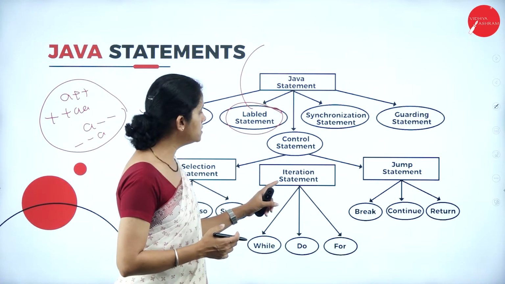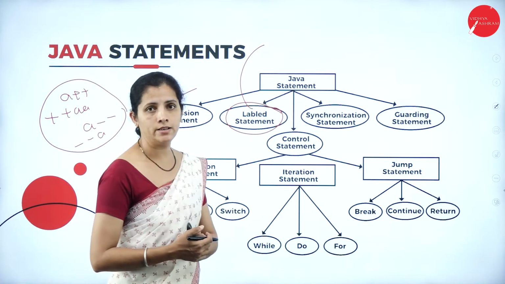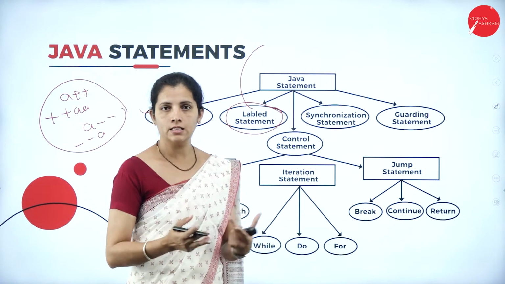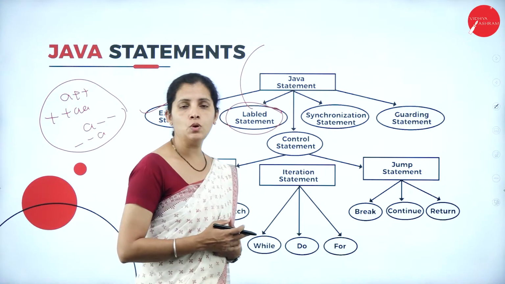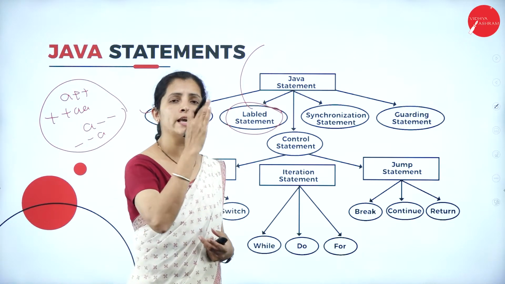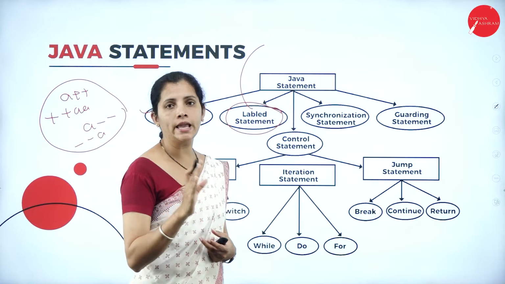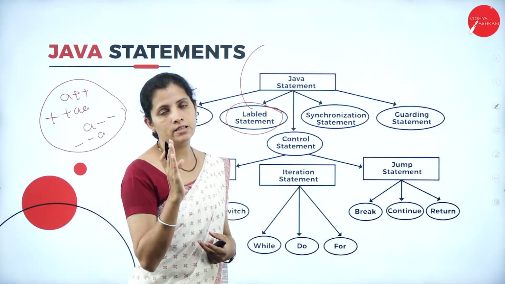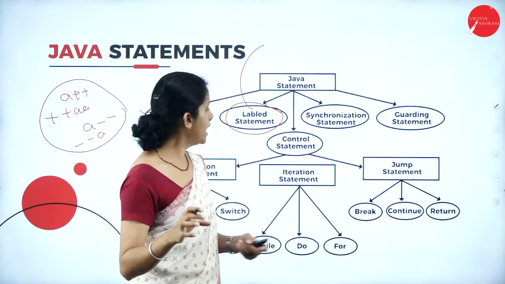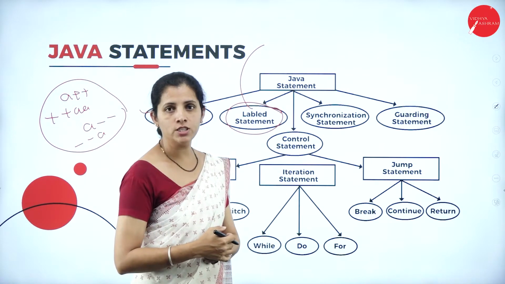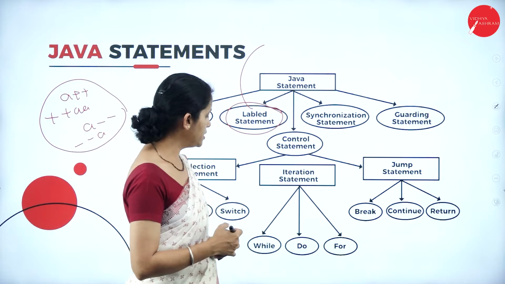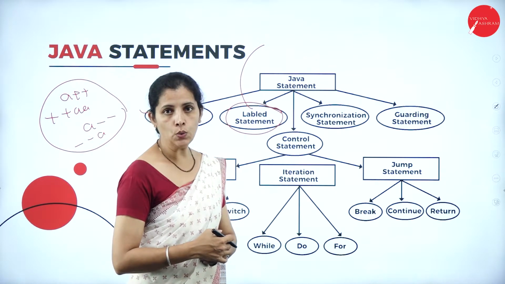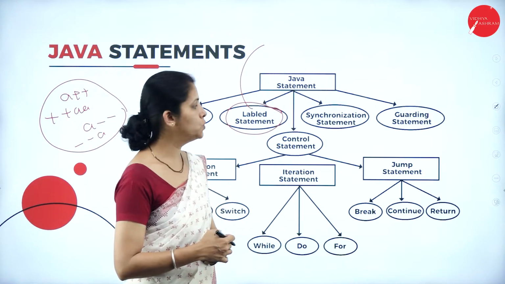And if I consider iteration statement, so iteration in the sense what? It's nothing but the repetition. There are certain times when I want to execute the same block of code again and again until the given condition is true. At that time, I'm going to use iteration statement. Under iteration statement, I'm going to have while, do while, and for loop.